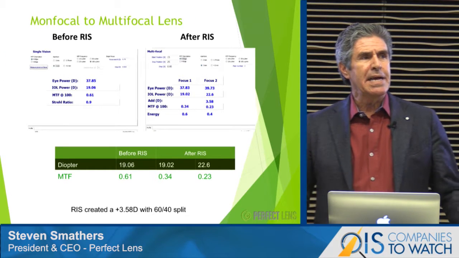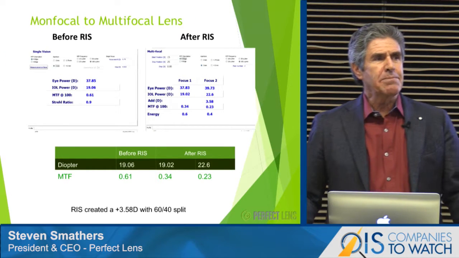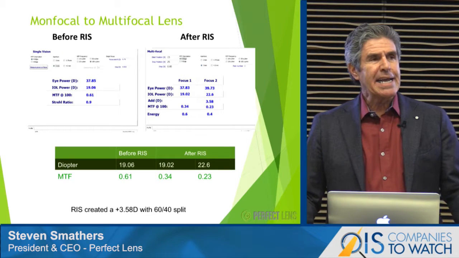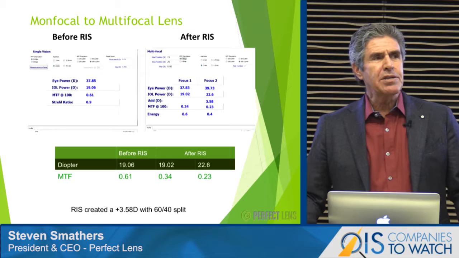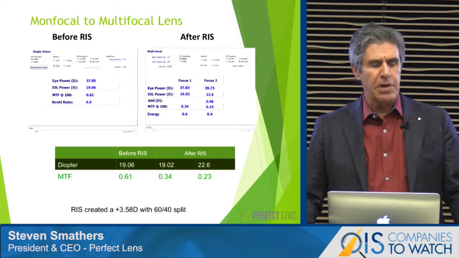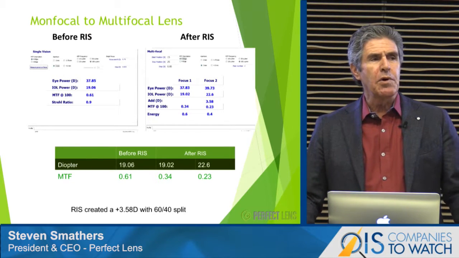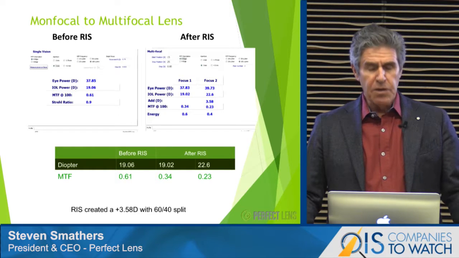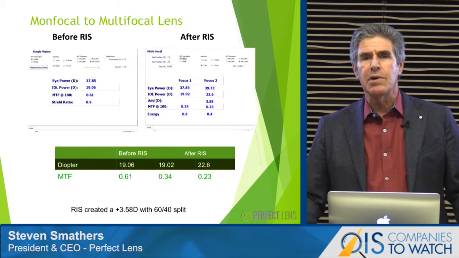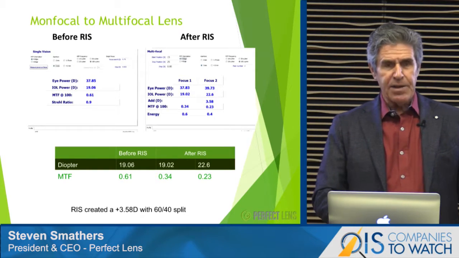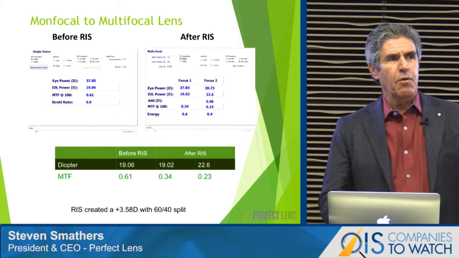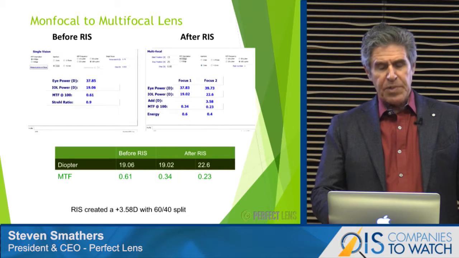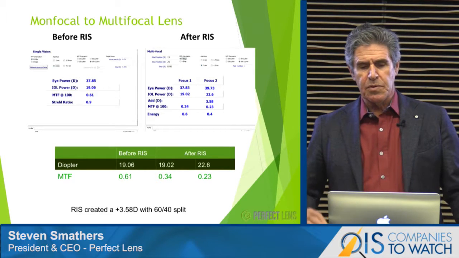Now we have a patient that has a monofocal lens and would like to be multifocal. We take a 19 diopter monofocal lens and create 2 focal points with a 60-40 split. The first focal point is at 19, and the new focal point is at 22.6. Again, the MTF stays at a very good rate for a multifocal, 0.34 and 0.23.